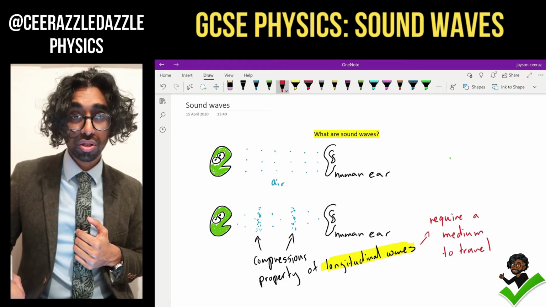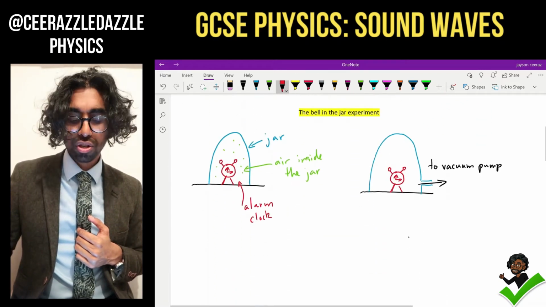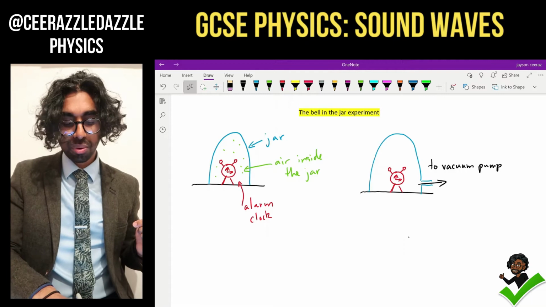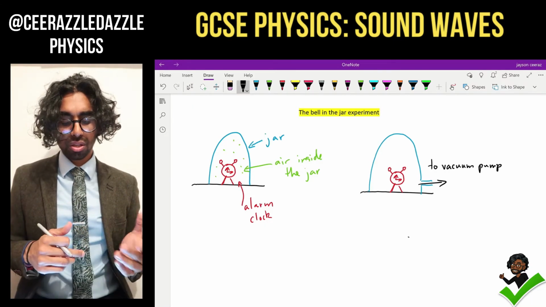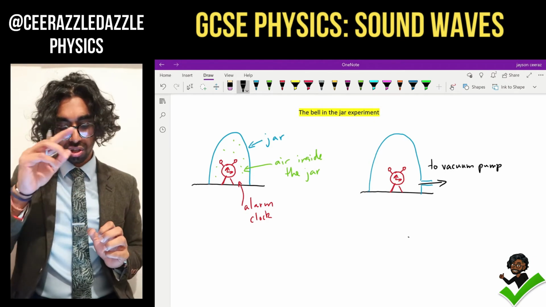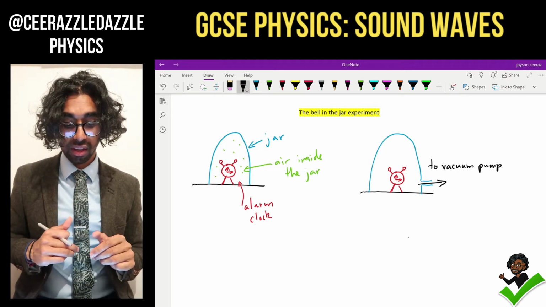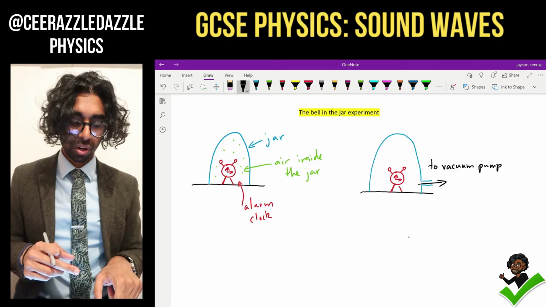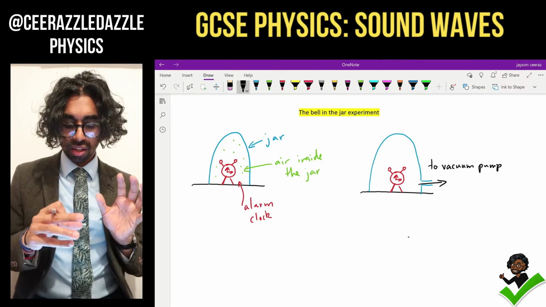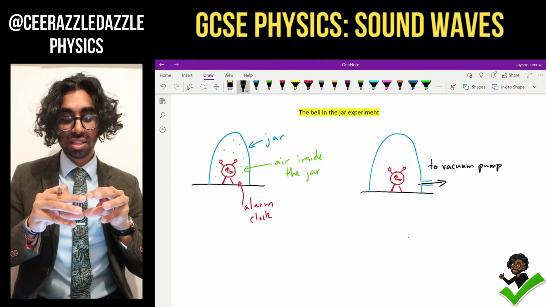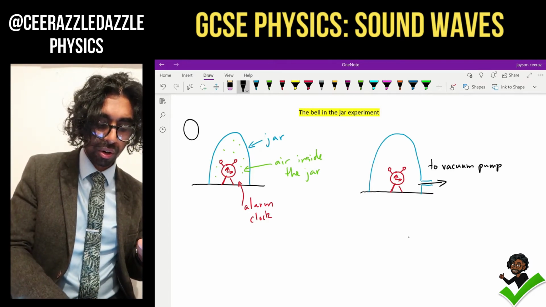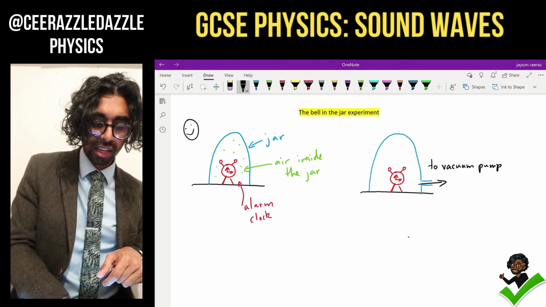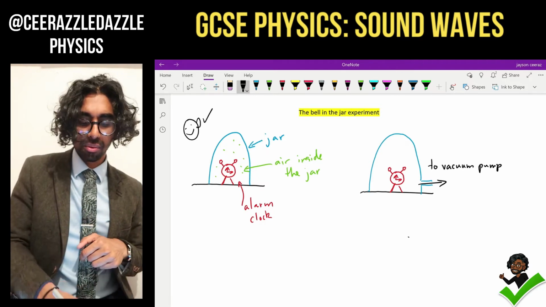And next thing we're going to do is the bell in the jar experiment. This is a classic science experiment. We're just going to discuss the experiment and the outcome. So we have a clock inside a jar, and the jar is filled with air. If the alarm clock goes off, what's going to happen is the air particles will transmit that sound to the jar, and that will be able to radiate outwards if we're on the outside. So if I'm here, I can actually hear it. Yay, we can hear it.